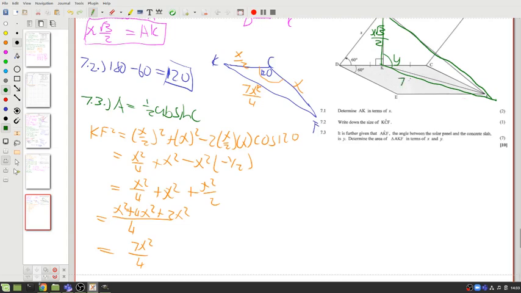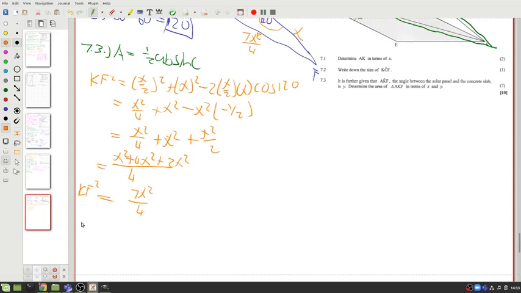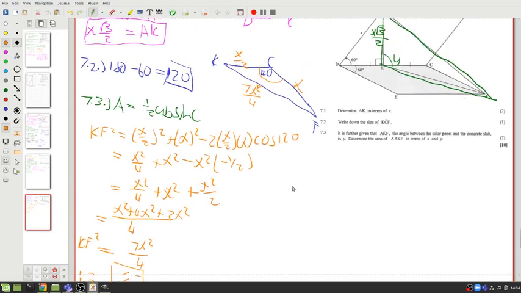7x squared over 4. Well, that would have been, but what is the problem here? The problem is we still need to take the square root, right? At the moment this is still KF squared. So we just need to take the square root to get KF. So KF will be root 7, and just an x, and the square root of 4 is 2. So that is our length for KF. So let's put that in. So that's x root 7 over 2.